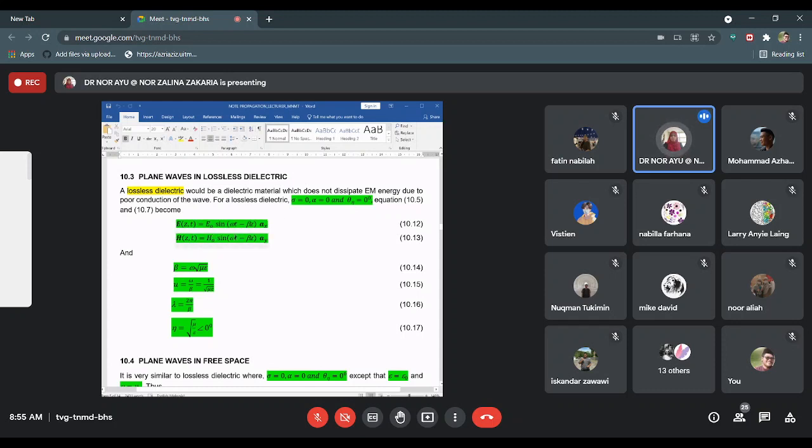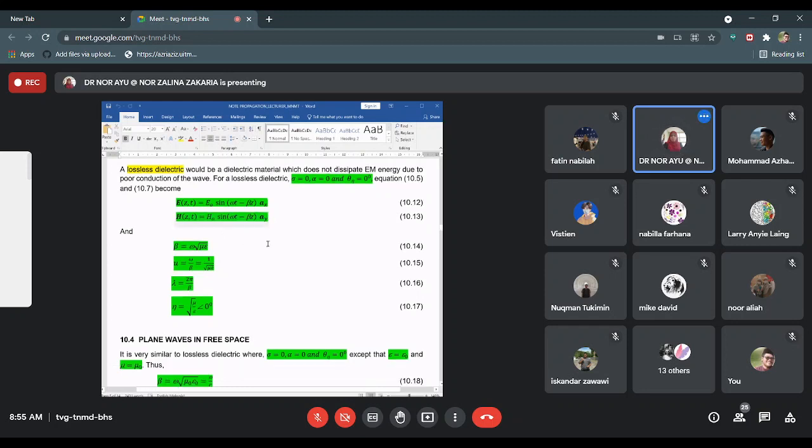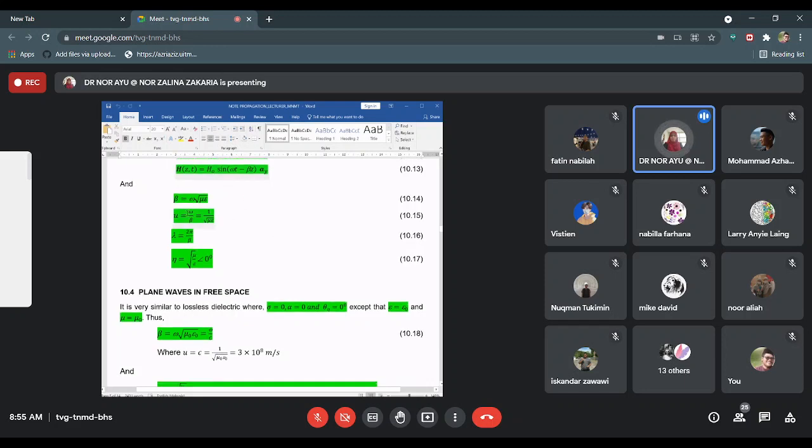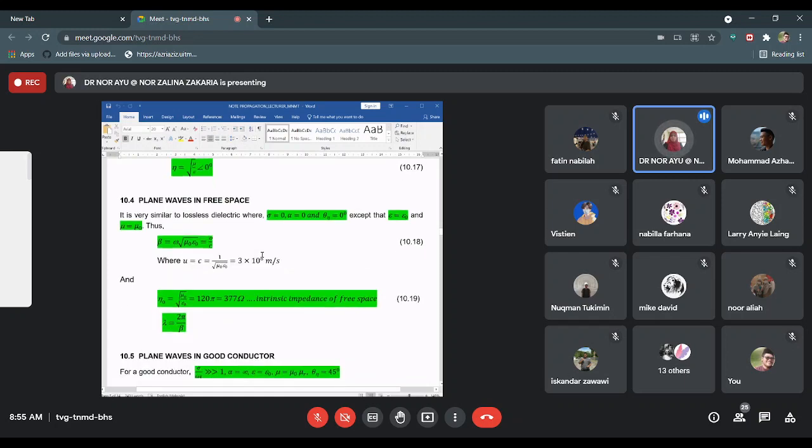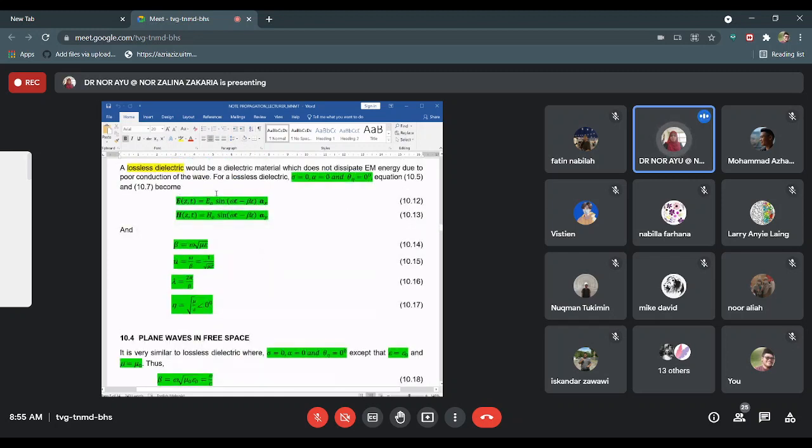Next is H. H naught sine of omega t minus beta z, and the direction is a_y. These are all the parameters used to find the phase constant, the wavelength lambda, the intrinsic impedance, and so on for the lossless dielectric. Now this is in free space. For free space, we again use the same equation.